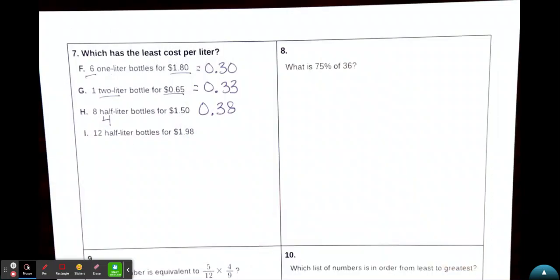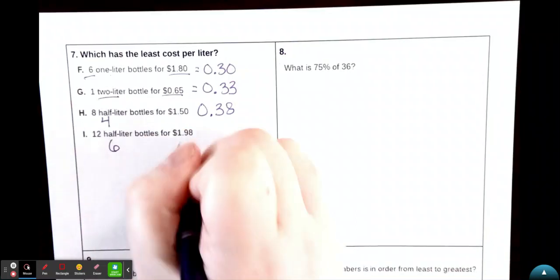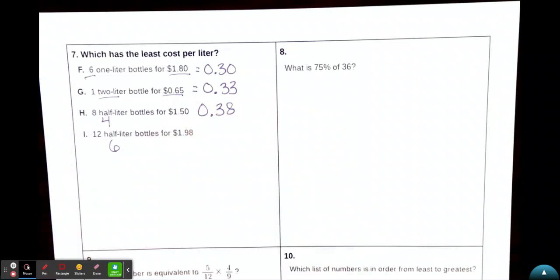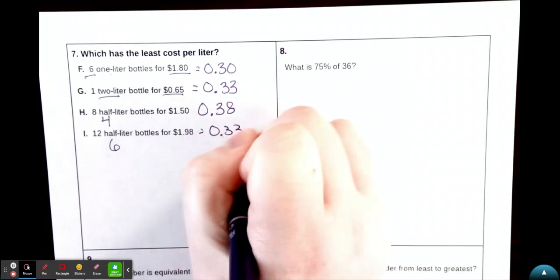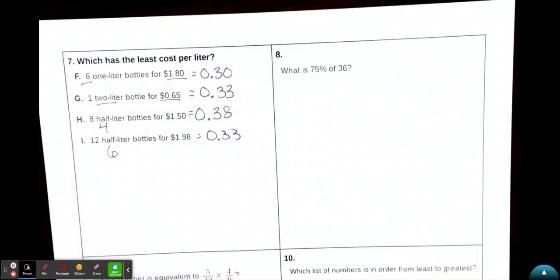And finally, we have 12 half-liter bottles. So 12 half-liter bottles is how many whole bottles? 6 for $1.98. So $1.98 divided by 6, and that gives us 33 cents. The question says, which has the least cost per liter? Which one was it? F.